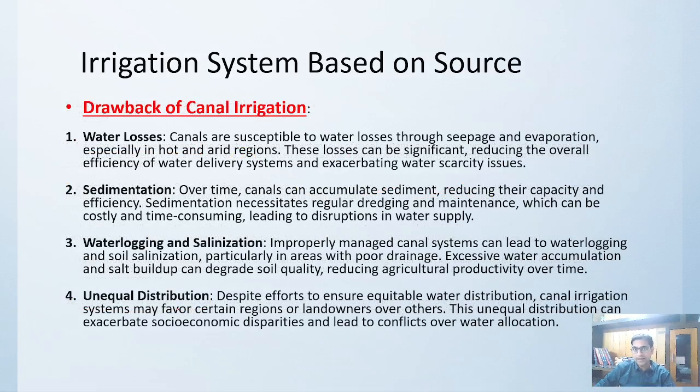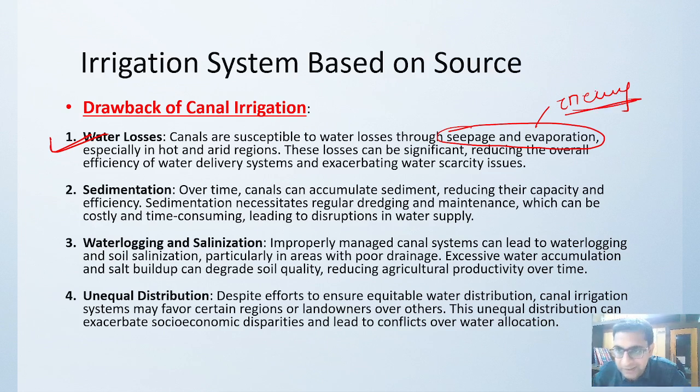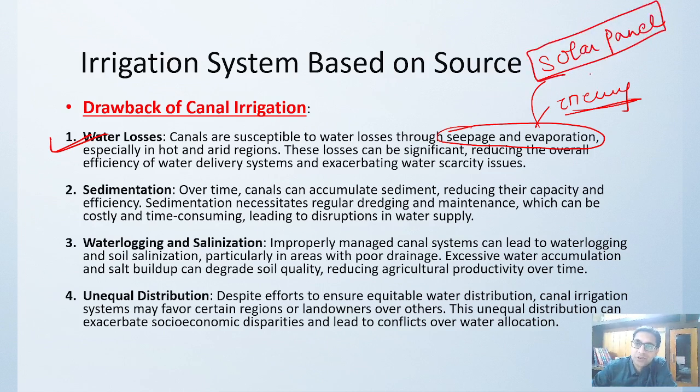Right? But again, if one thing has a positive point, then we have a negative point. Water loss because of seepage and evaporation. Evaporation is the main enemy of the canal system. But now the government has come up with a very innovative idea. What we can do is we can put solar panels above the canal systems, so that we are getting the area also without buying the land.